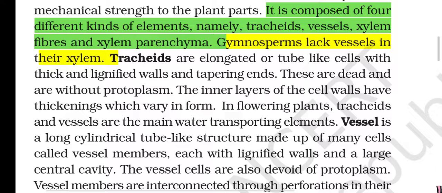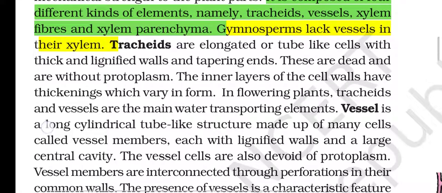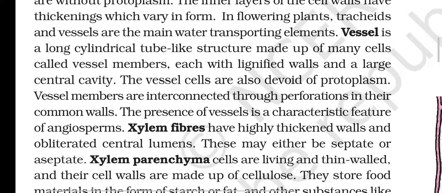Vessel is a long cylindrical tube-like structure made up of many cells called vessel members, each with lignified walls and a large central cavity. The vessel cells are also devoid of protoplasm. Vessel members are interconnected through perforations in their common walls. The presence of vessels is a characteristic feature of angiosperms.